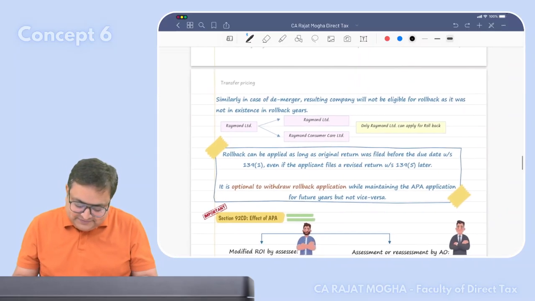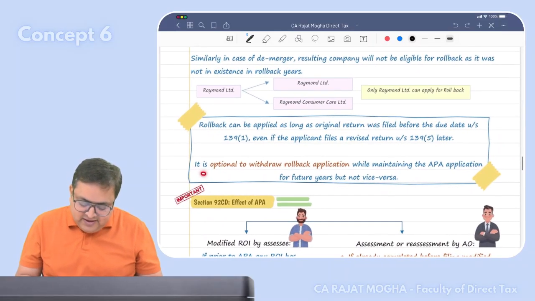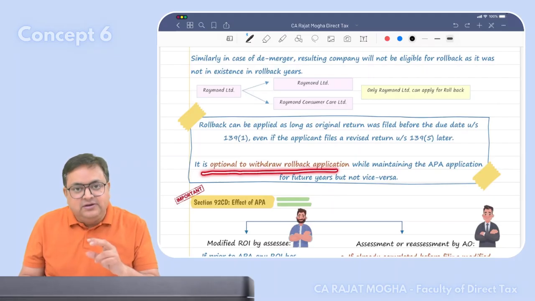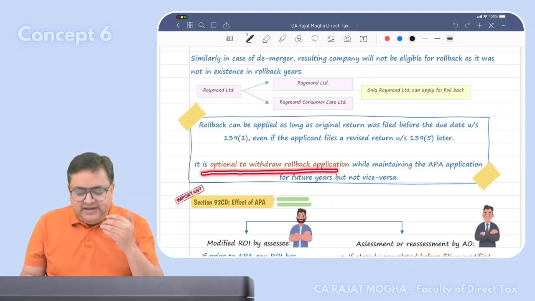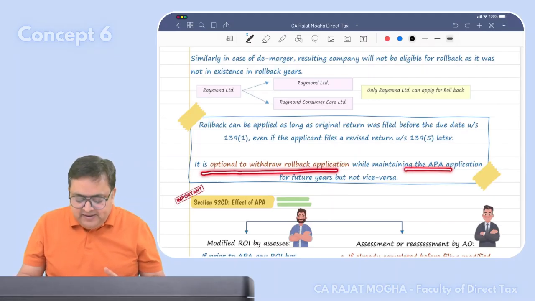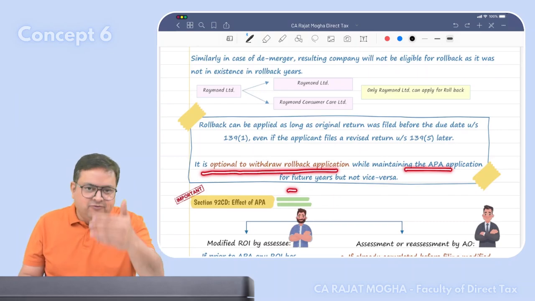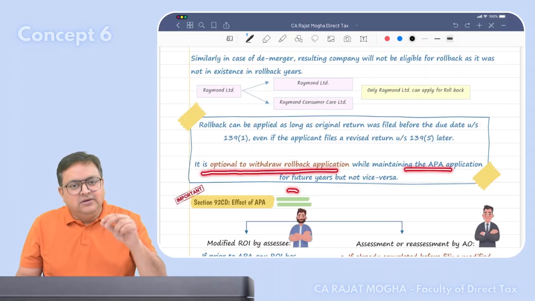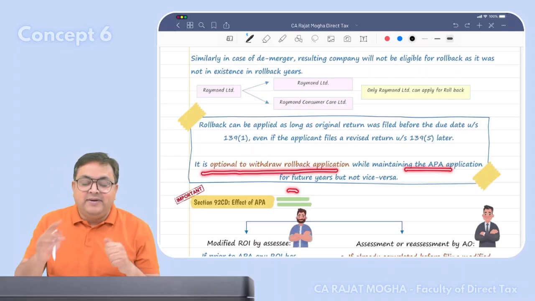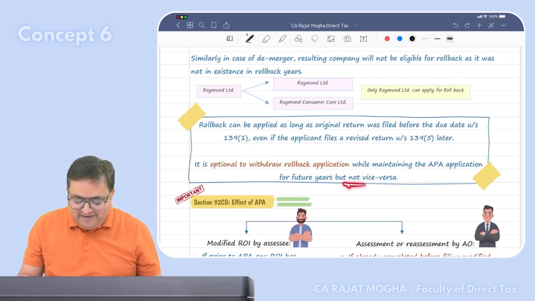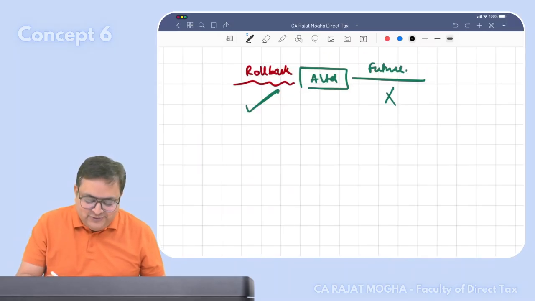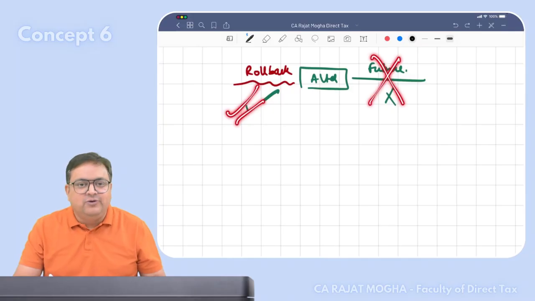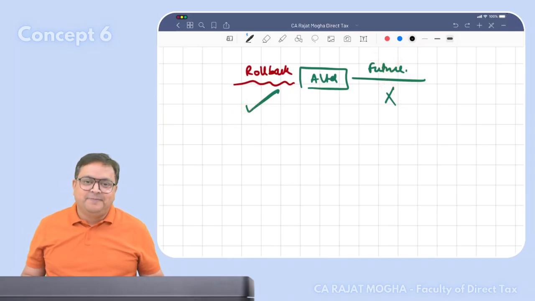So it is optional to withdraw the rollback application. You can withdraw the rollback application while maintaining the APA for the future years. You can maintain it for future year. You are keeping the main thing, but you are withdrawing the optional thing. That's okay. But vice versa is not okay. Got it? So you can't say, no, sir, please delete the main thing. I want only rollback. Not possible at all.